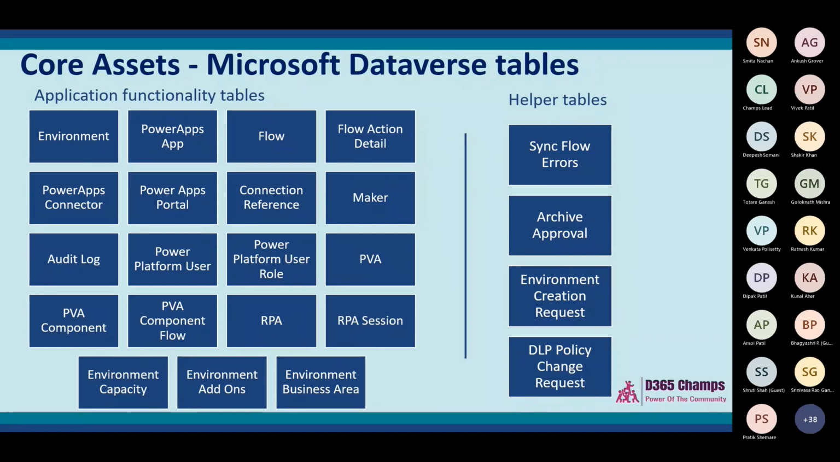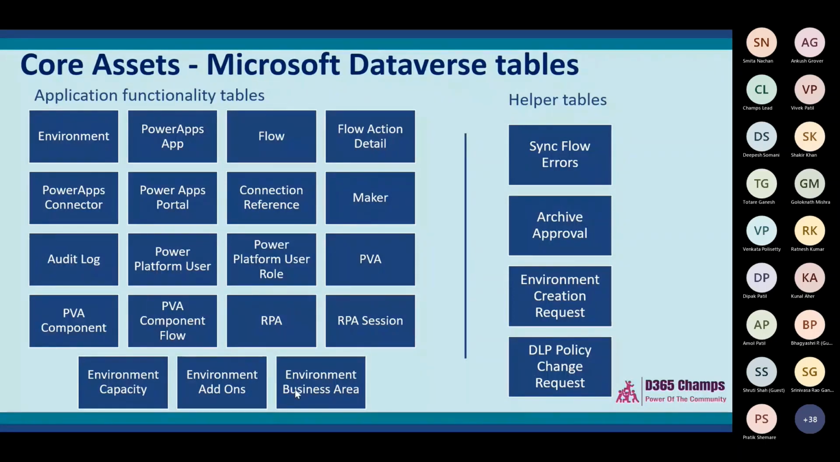And then we have these four tables, or at least five tables, which are specifically for Power Virtual Agents. So it represents all of those bots in Power Virtual Agents. And then again we have the PVA Component Flow, which represents all of those flows triggered as a part of your Power Virtual Agents. And then RPA is simply all of those desktop flows as well as the desktop flow sessions that we have within our Power Platform. So these are all of the major tables that we have.